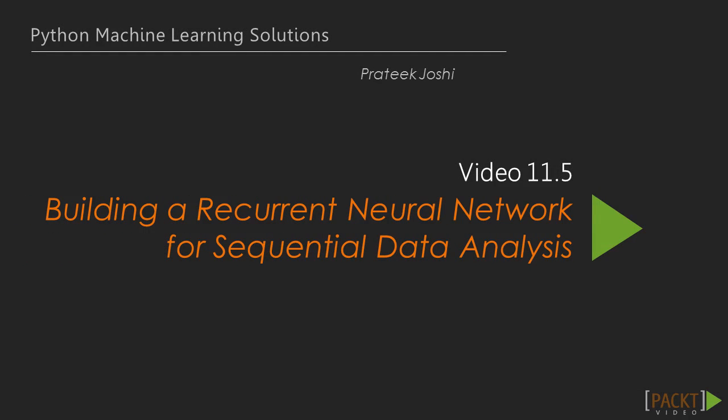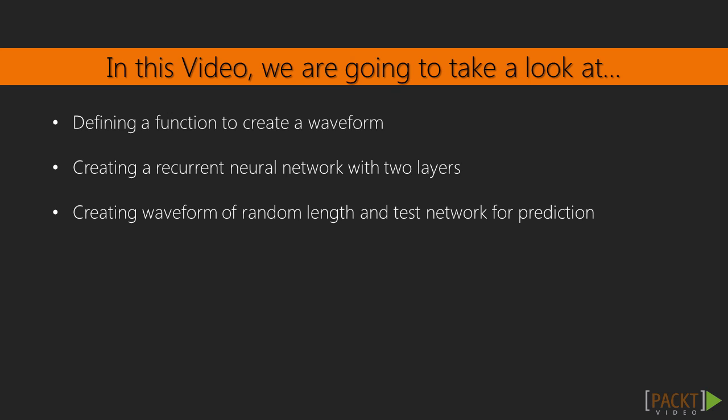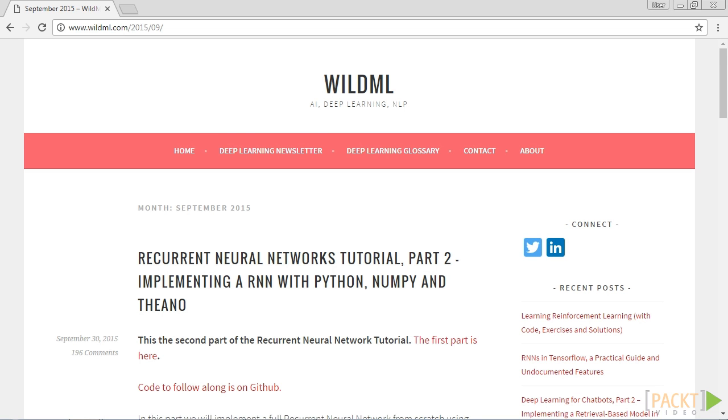In the previous video, we learned how to create a vector quantizer. In this video, we're going to take a look at how to build a recurrent neural network for our sequential data analysis, which will enable us to extend generic models. Recurrent neural networks are really good at analyzing sequential and time series data. You can learn more about them at this website.